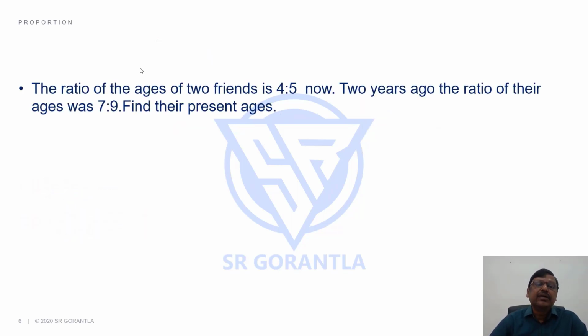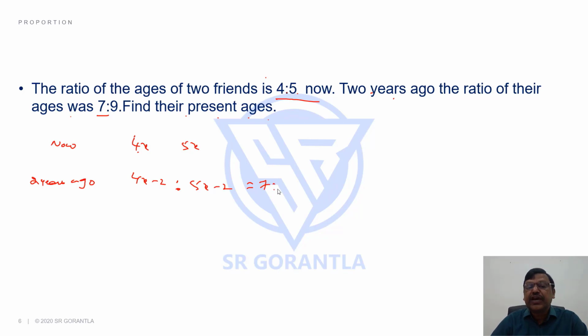The first one: the ratio of the ages of two friends is 4:5 now. 2 years ago, the ratio of their ages was 7:9. Find their present ages. The ratio of ages of two friends is 4:5 now. Present ages of the two guys are 4x and 5x, because they're in the ratio 4:5. If they are 4x and 5x now, 2 years ago each one was 2 years younger, so 4x minus 2, 5x minus 2. But 2 years ago, the ratio of their ages was 7:9, so equate this to 7:9.